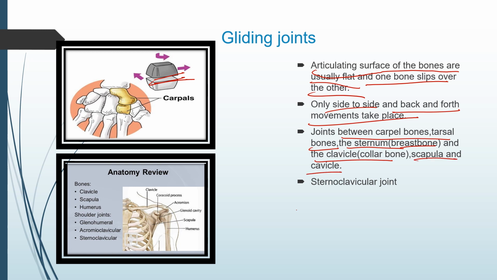Now let us refer to the first diagram. Here we can see the carpals. Both the carpals in the hands and the tarsal bones have this type of joint which glides one above the other. Because of this you are able to fold your hands and your fingers. So these joints are gliding in nature and they help you to fold.